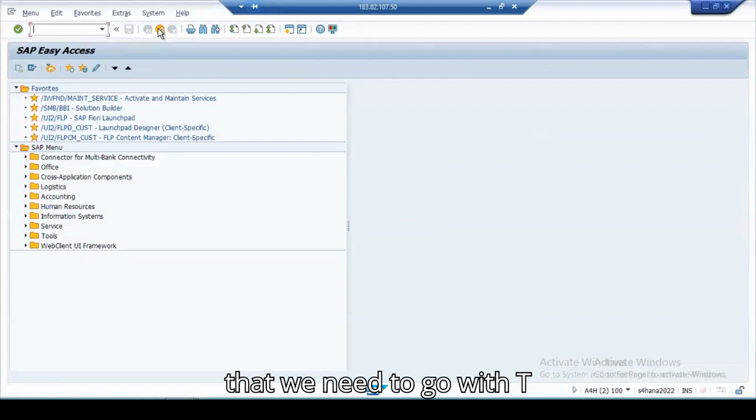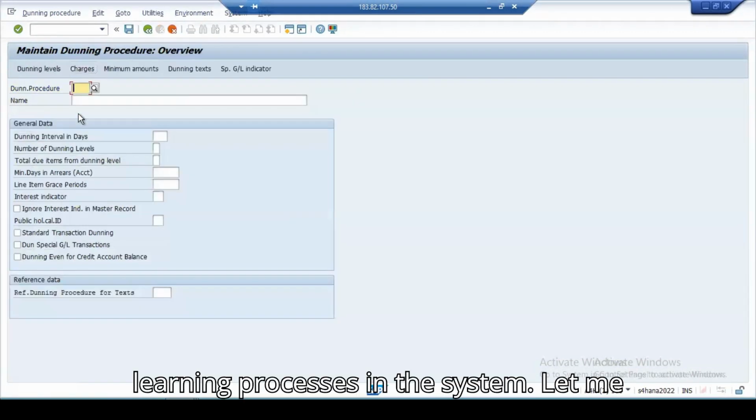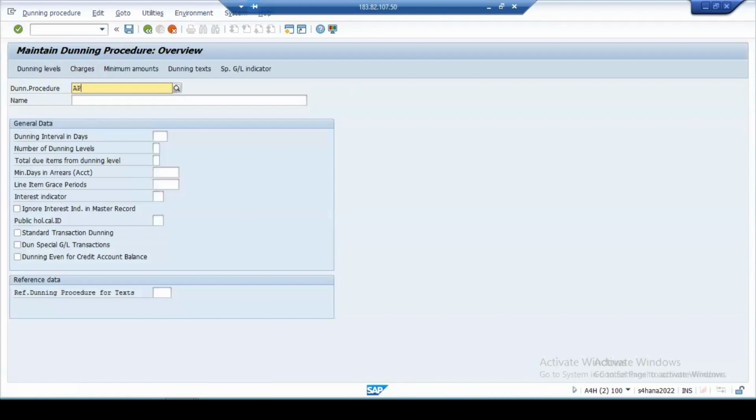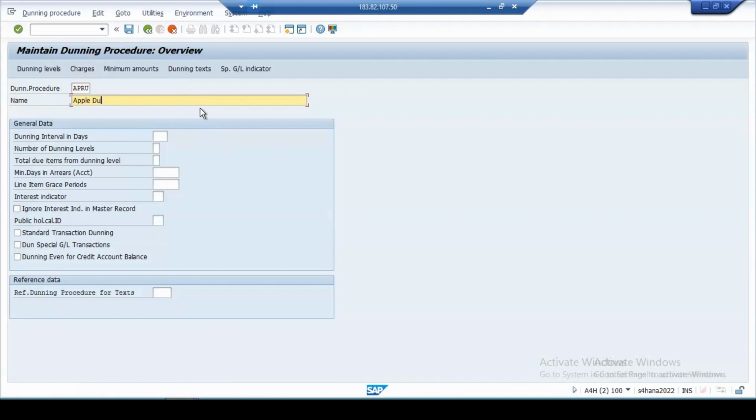For that we need to go with T-code FBMP. And these are some of the existing dunning processes in the system. Let me create one new dunning procedure. It's up to us, right? We can create whatever names we want. Apple dunning procedure.